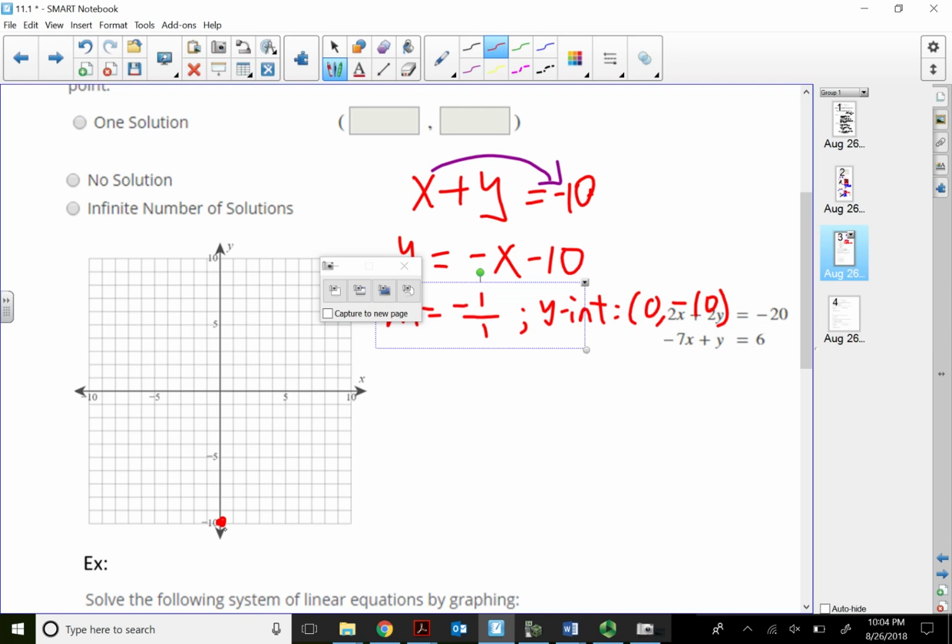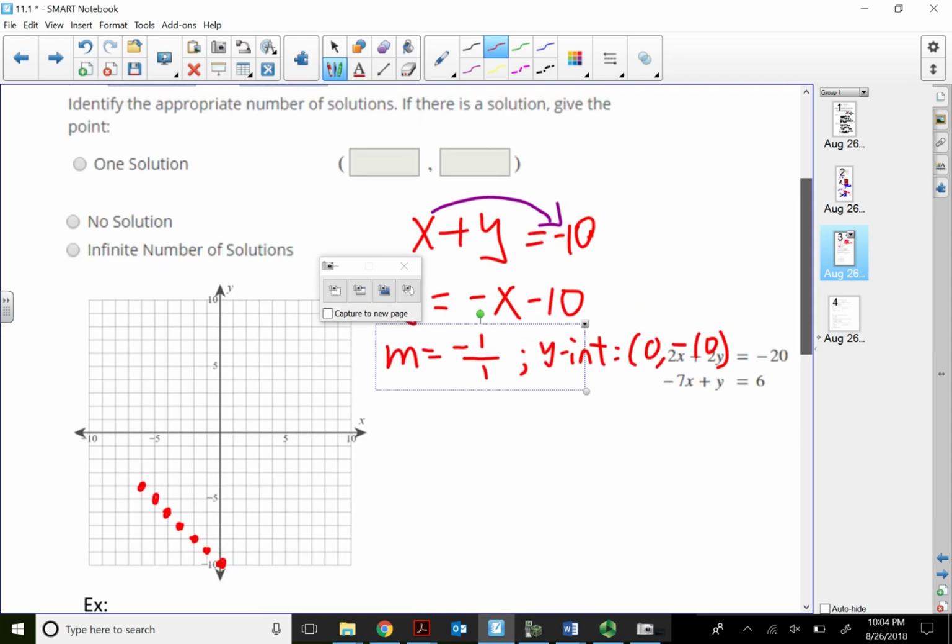So let's backtrack. Up 1 to the left 1. Up 1 to the left 1. Up 1 to the left 1. Okay. Alrighty. Okay, let's see what I got here.